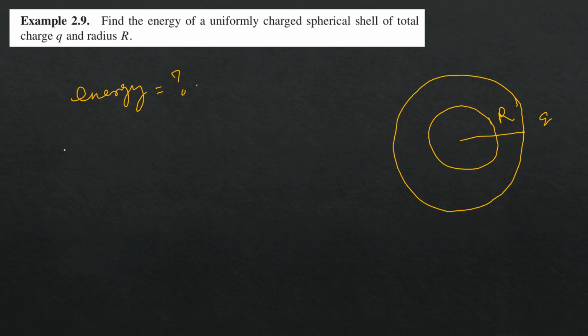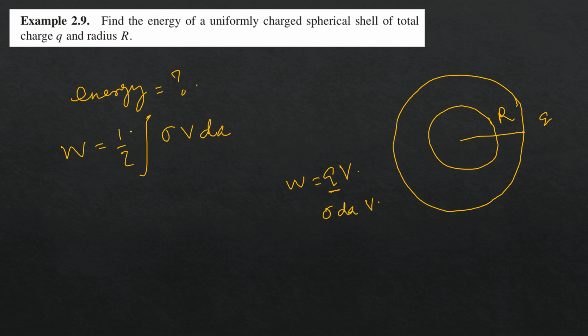The energy is equal to half the integration of sigma V dA, that is, area charge sigma dA into V. We know charge into potential is the work done, right? So the charge here is sigma dA, times V, and just integrate and take half, that's it. So what is the potential of the surface? Charge is there, radius is R. The potential will be 1 by 4 pi epsilon naught Q by R.